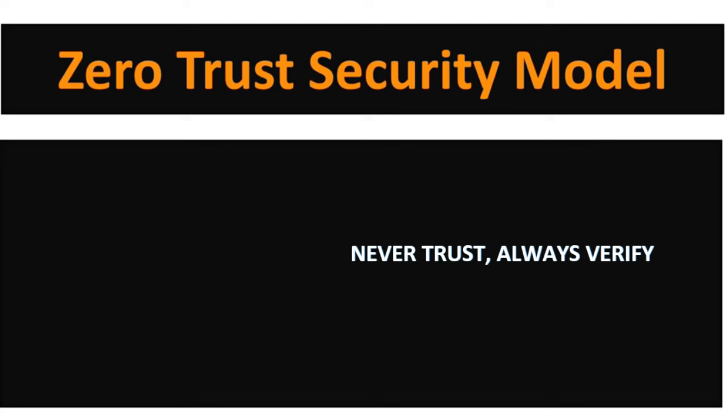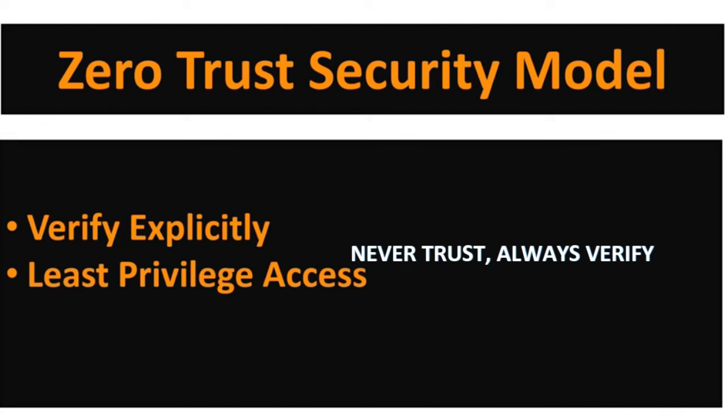There are three key principles of zero trust. The first one is to verify explicitly. That is, always authenticate and authorize every access request regardless of where it originates. The next one is least privilege access, that is, grant the minimum level of access necessary to complete a task.